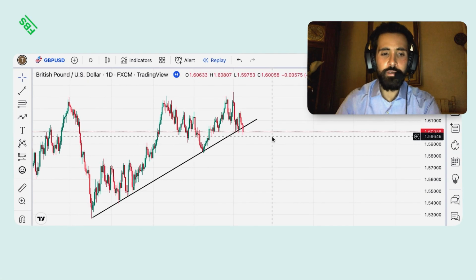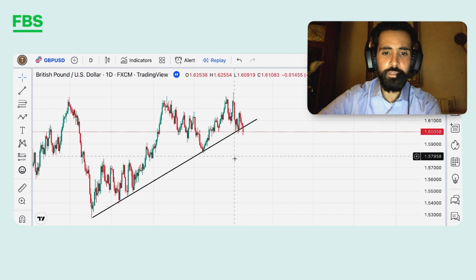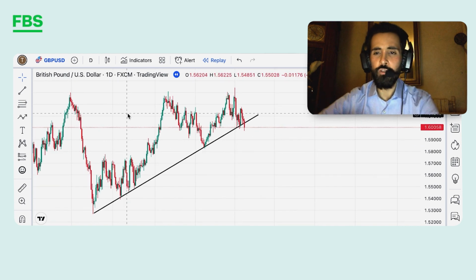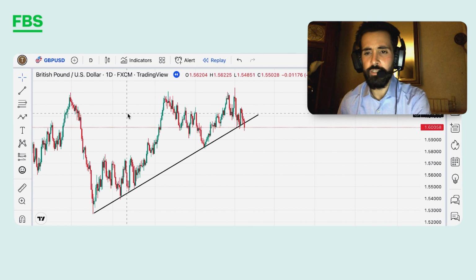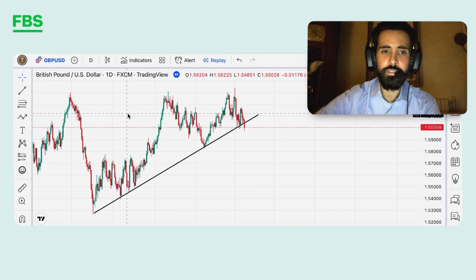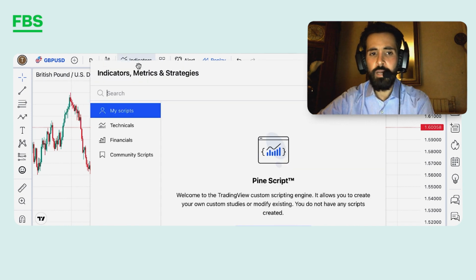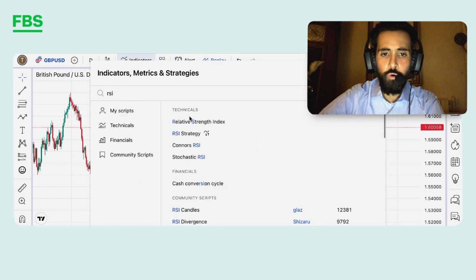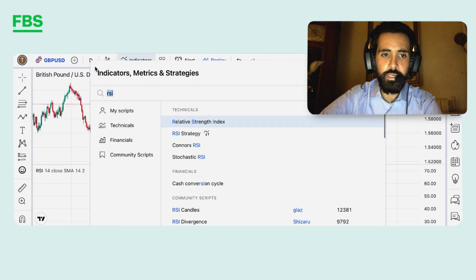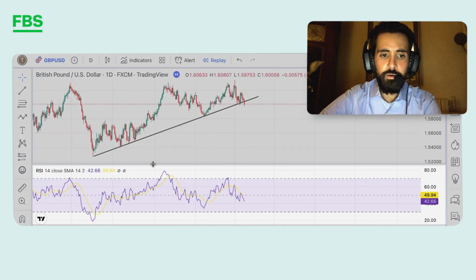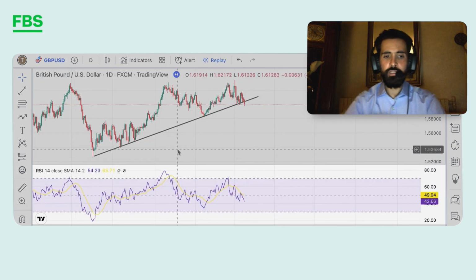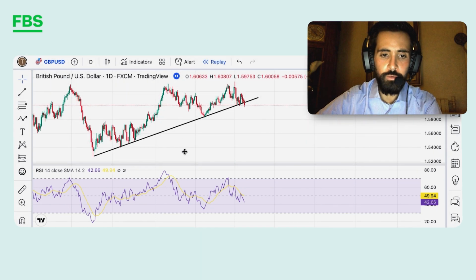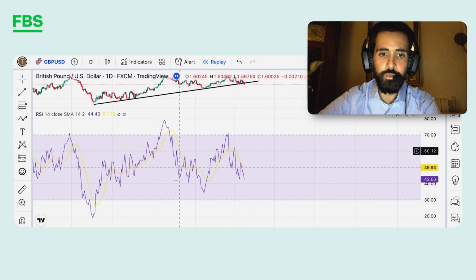Alright guys, and we're currently on a live chart. We're on the daily chart for the GBP USD, and before we talk about the Relative Strength Index or RSI indicator, we're going to go into the Indicators tab, and we're going to type either RSI or Relative Strength Index, and we're going to click it as we see it. Now we have the RSI plotted on our chart, and this is what the RSI looks like, and we're going to maximize it just so you understand it more.